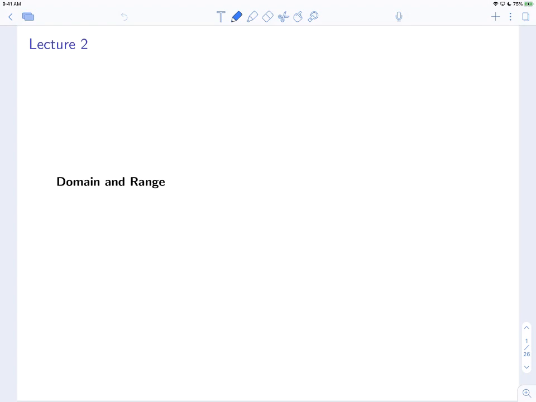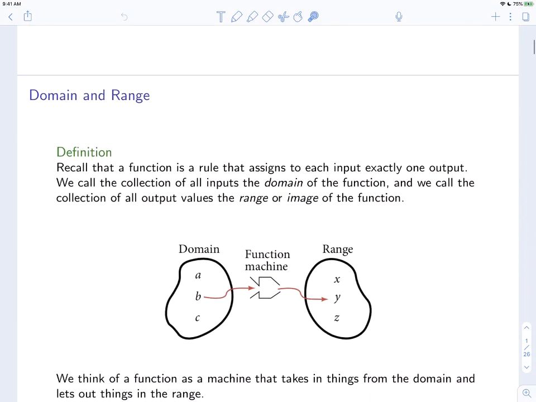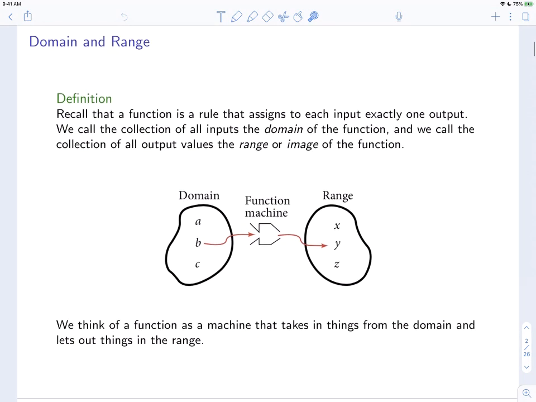In this video, we'll talk about the domain and range of a function. Let's start by defining the domain and range of a function.